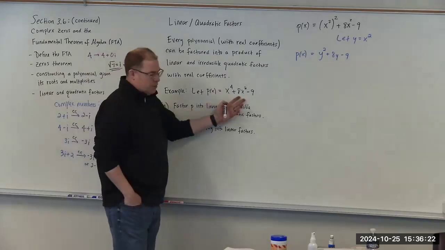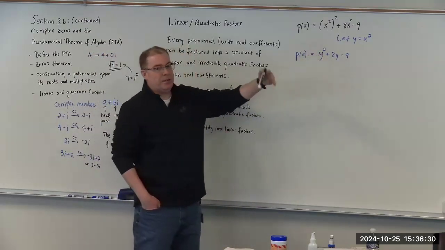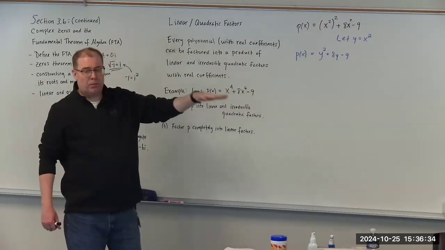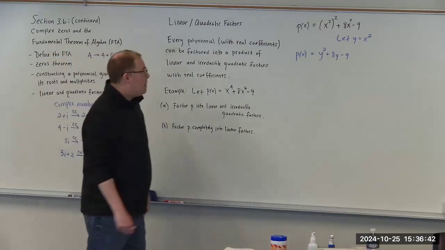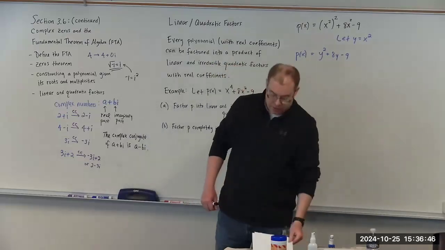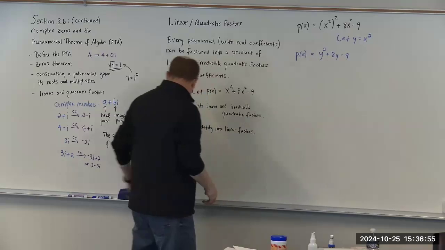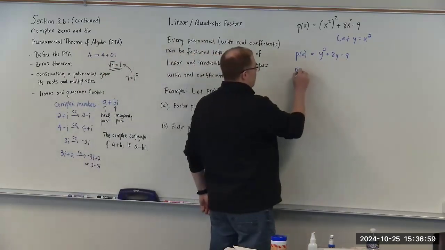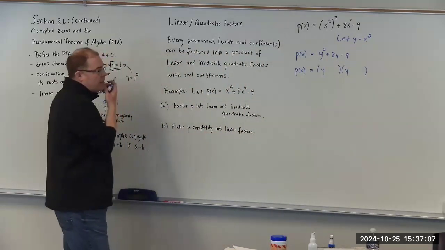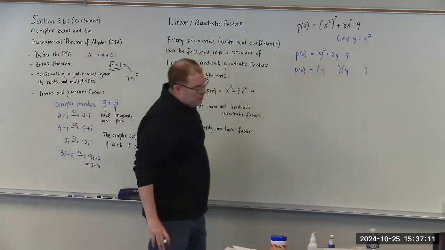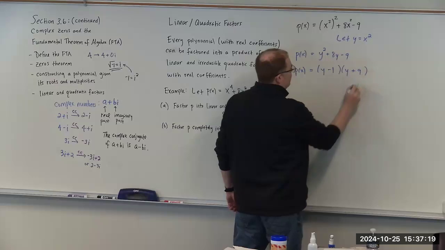This is sometimes referred to as a quadratic in disguise, okay? And this idea of substituting in another variable shows up in a lot of different ways throughout math, including in calculus 1 and calculus 2. All right, so we solve this, and then we put it back in terms of the original variable x. So this can be factored as P of x equals y, and we need another y there. Obviously y times y is y squared. Now we have to think of two factors of -9 that sum to 8. Those numbers are going to be -1 and +9.